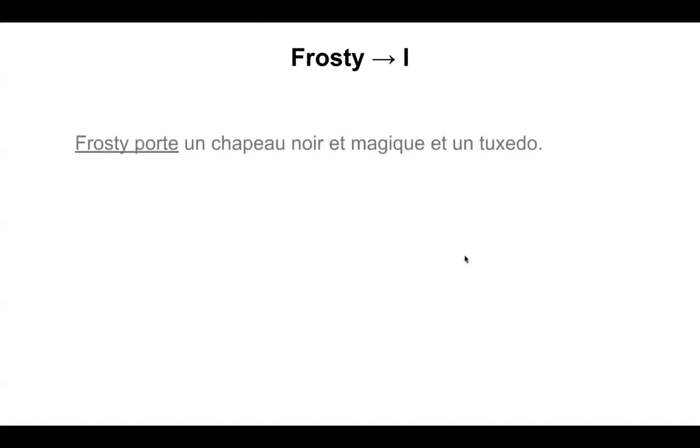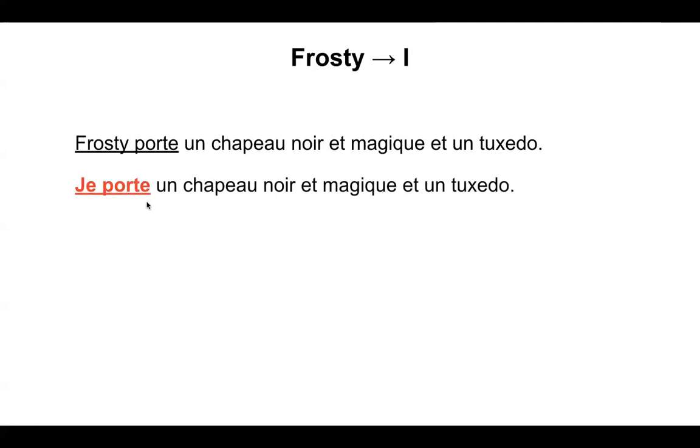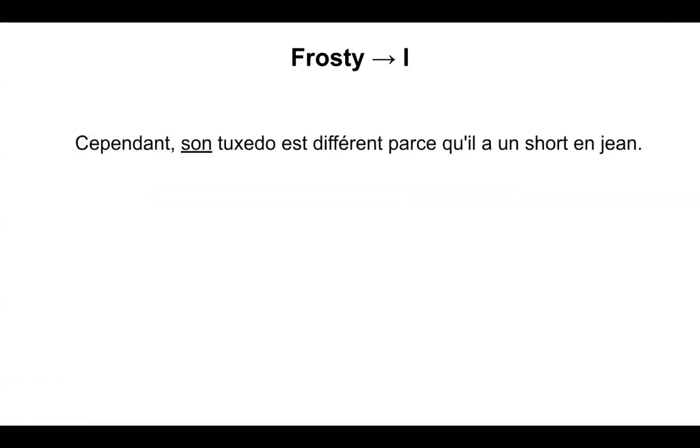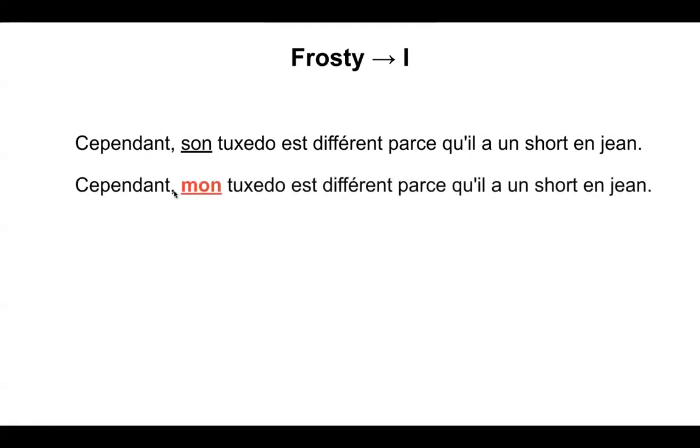Bon, OK, on continue. Frosty porte un chapeau noir et magique et un tuxedo. On change ça à je porte. OK? Once again, we don't change the verb here because it ends with an E for il or elle. It ends with an E for je. Je porte un chapeau noir et magique. OK, on continue. Cependant, however, son tuxedo est différent parce qu'il a un short en jean. OK, on change à mon tuxedo est différent parce qu'il a un short en jean.